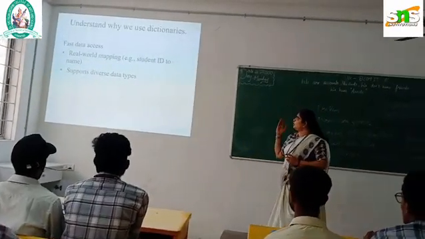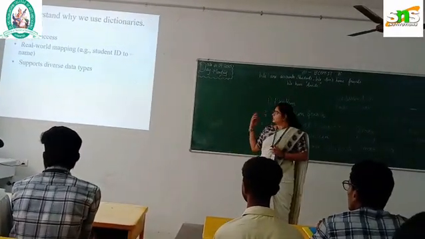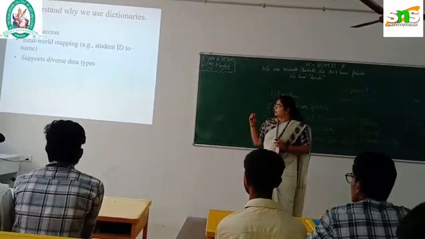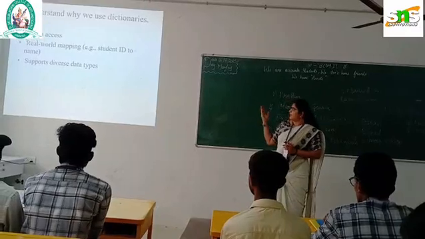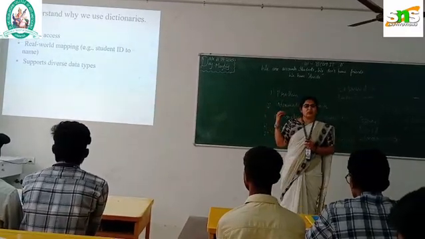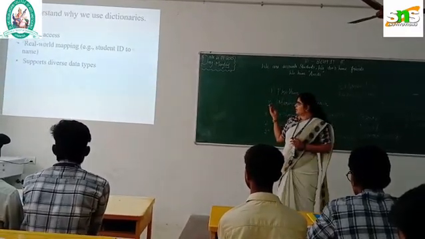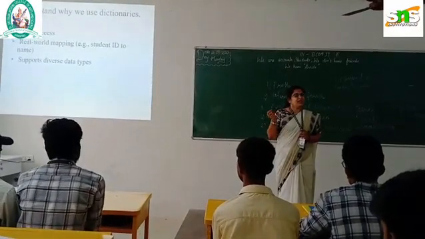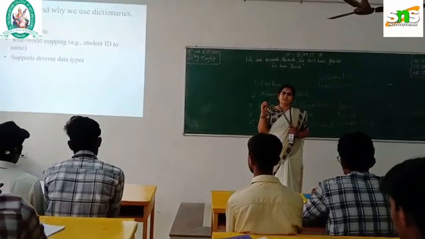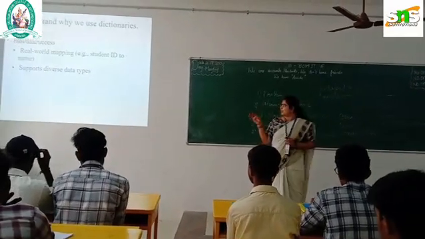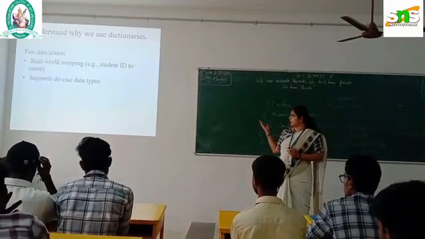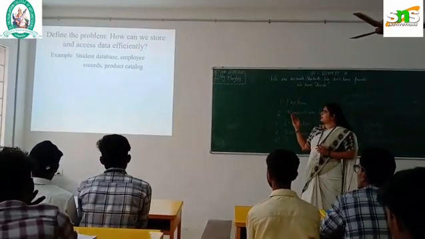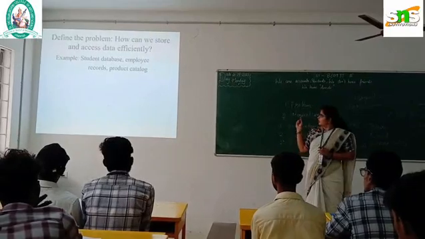Then let us understand why we are using dictionaries here. We have to access the data quickly, and for that we are using a dictionary. For example, in real world mapping, we go for a student database. We have to collect the student database with a unique ID. With that ID, we can search the data of a particular student. Suppose there are diverse data types, how can we store the data and access data efficiently?